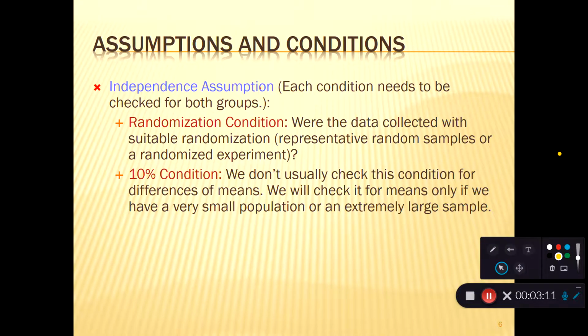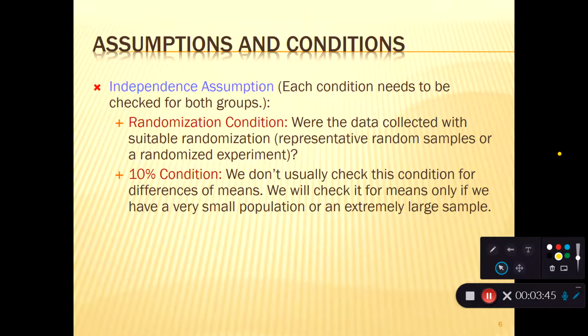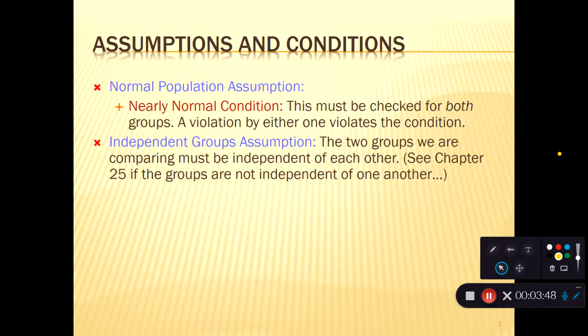So we need to make sure that we're looking at independent observations. So we check two things there. The randomization condition, where the data is collected using a randomization method, right? And then the other one is the 10% condition, right? We don't want to have more than 10% of the population in our sample, but really this is only an issue when the population is very small, or if we have an extremely large sample size.